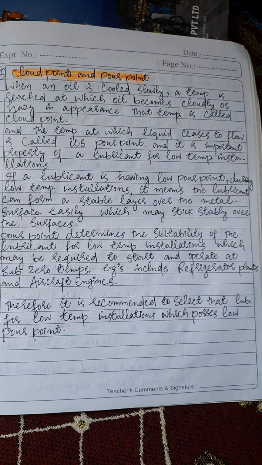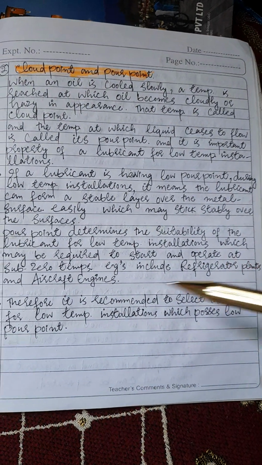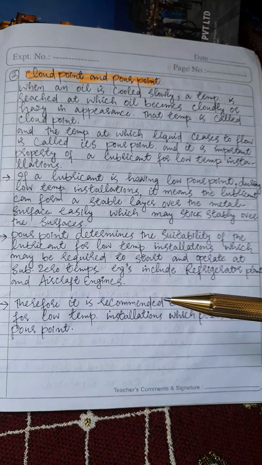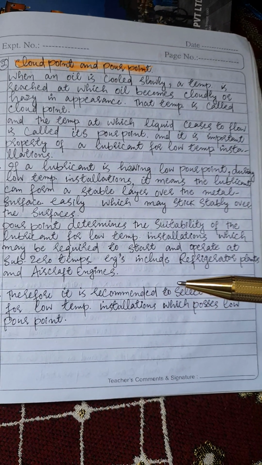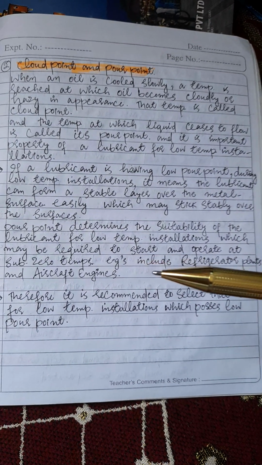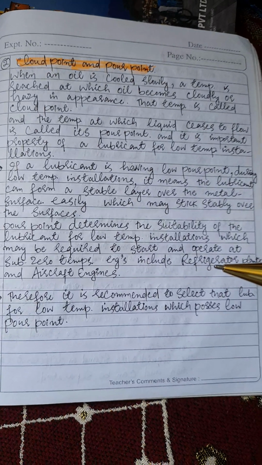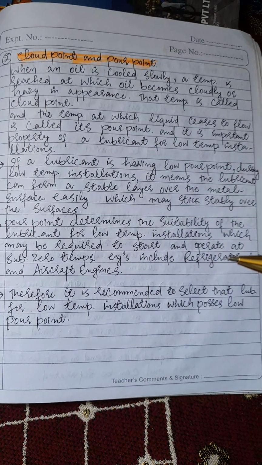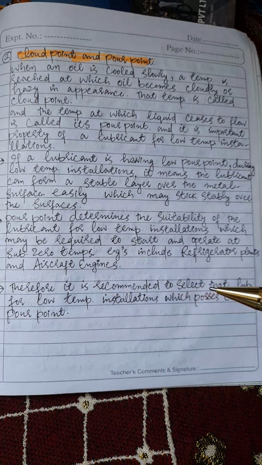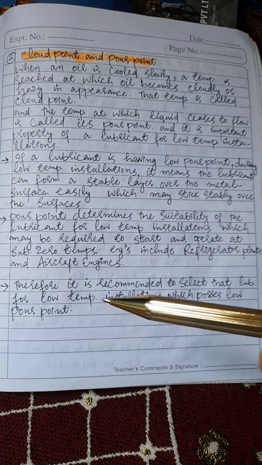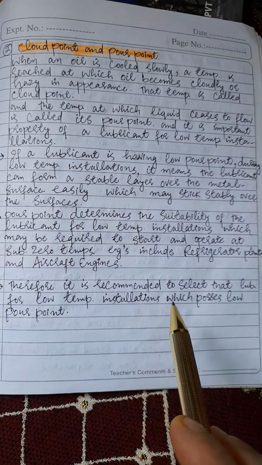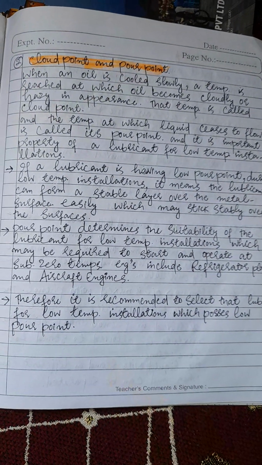For example, there are refrigerator plants and aircraft engines where we operate the machine at sub-zero temperatures, and at that point it's very important to check its pour point and cloud point. Therefore it is recommended to select a lubricant with a low pour point for low temperature installation.